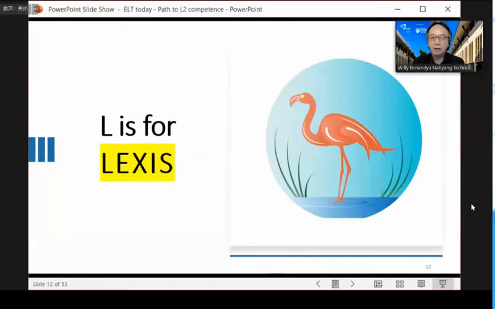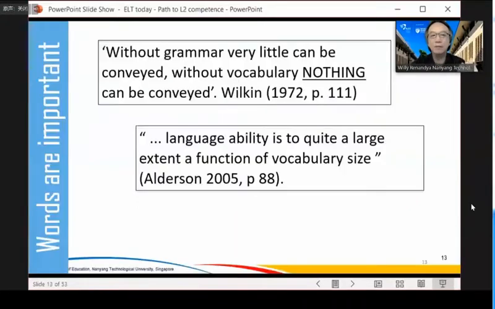F is for fluency. L is for lexis or vocabulary. I think everyone knows that vocabulary is important. Let me share with you two quotes. Very important quotes to remember. The first one is by Wilkins from many years ago. Without grammar, very little can be conveyed. Without vocabulary, nothing can be conveyed. That gives special attention to the importance of vocabulary.